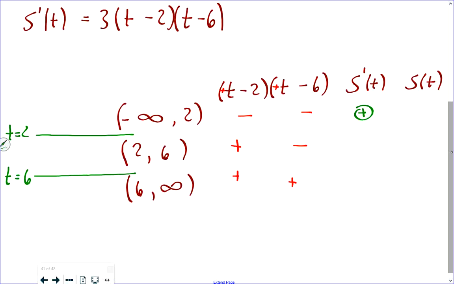So in this interval from negative infinity to 2, the derivative is always positive. Then it's negative because positive times negative is negative. Then it's positive, which means the function is increasing, then decreasing, then increasing. And we've answered the question.